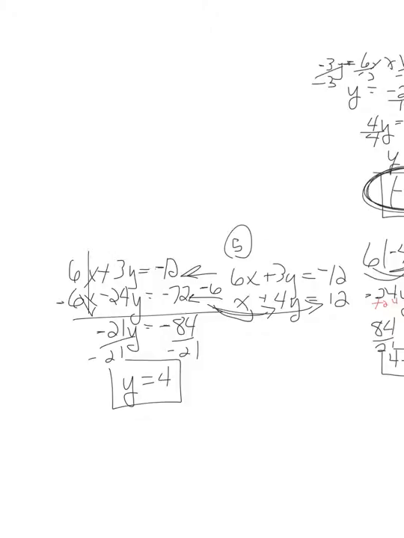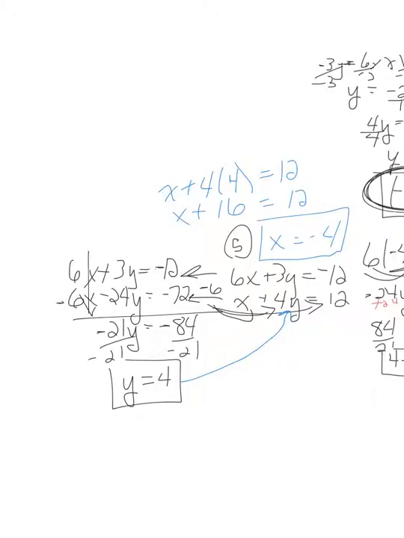I can take that 4 and put it really wherever I want. I'm just going to plug it right there for this particular problem. So I've got x plus 4 times my y, which is 4, equals 12. So x plus 16 equals 12. Subtract 16 from both sides, and x is negative 4, just like we knew it was going to be. So our final answer for that one is x is negative 4, y is 4, but this time we did it by elimination.